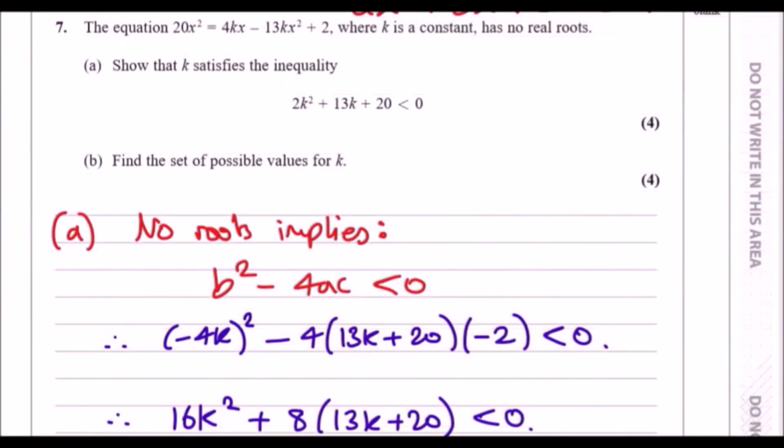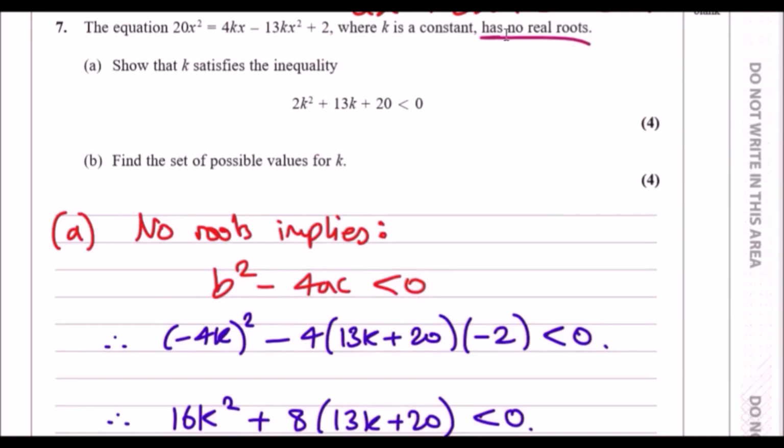Alright, number 7. This one was a very straightforward question as well, but let's have a look, because sometimes it can be tricky. They give us an equation which is 20x squared equals 4kx minus 13kx squared plus 2, where k is a constant and has no real roots. Okay, this bit here, no real roots, basically implies this statement here, b squared minus 4ac less than 0.